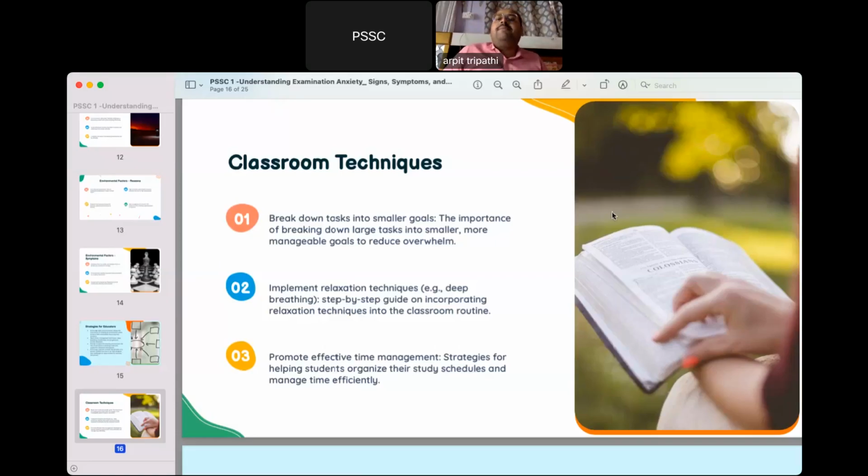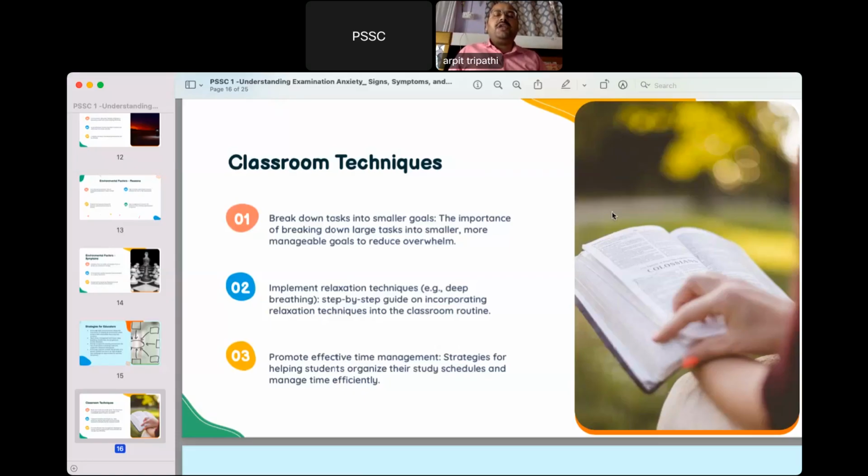Number two, implement relaxation techniques. Believe me, it works. I'm asking you and I'm requesting you. Just close your eyes. Close your eyes for 10 seconds. Sit erect. Sit straight, keep your back completely straight. Close your eyes for 10 seconds.